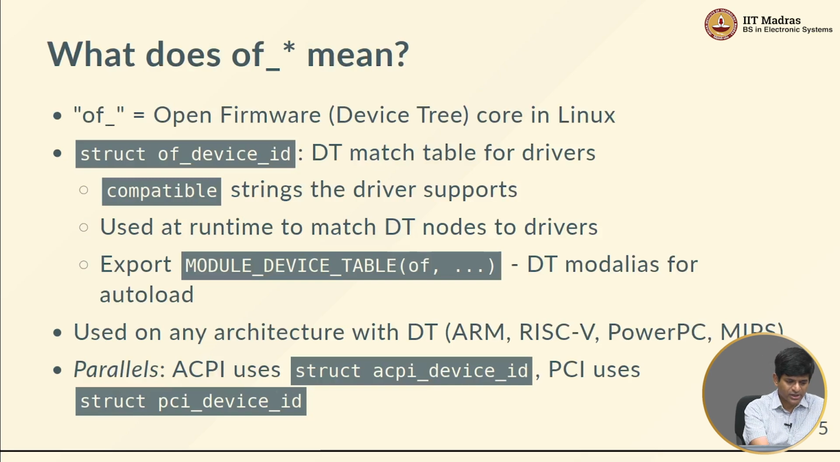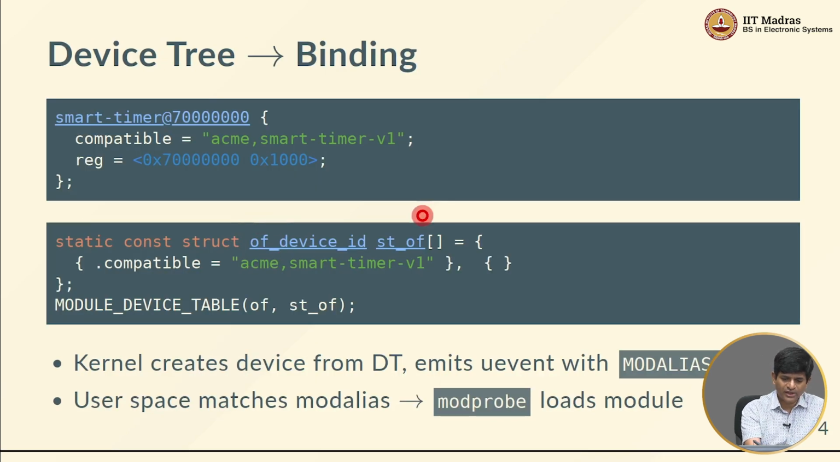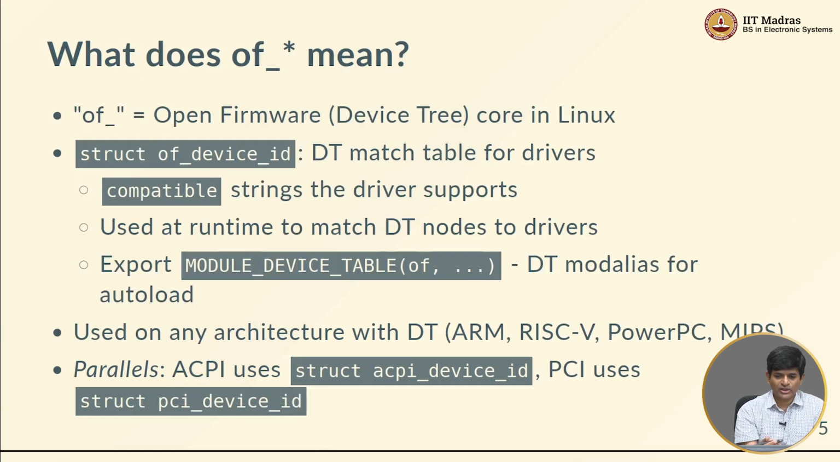So one thing you might have noticed is this OF_, and it's not very clear what that is. It turns out that it stands for open firmware. It's more or less a synonym for the device tree, just a different way by which it was described earlier. So struct of_device_id is a standard type definition used inside the Linux kernel, which provides the match table for drivers, and it contains these compatible strings, which tell you what kind of things the driver supports.